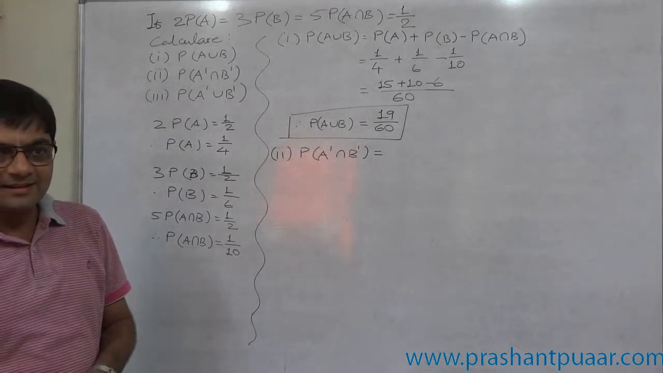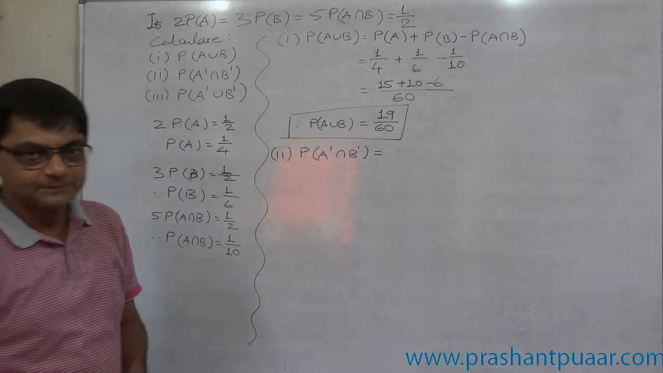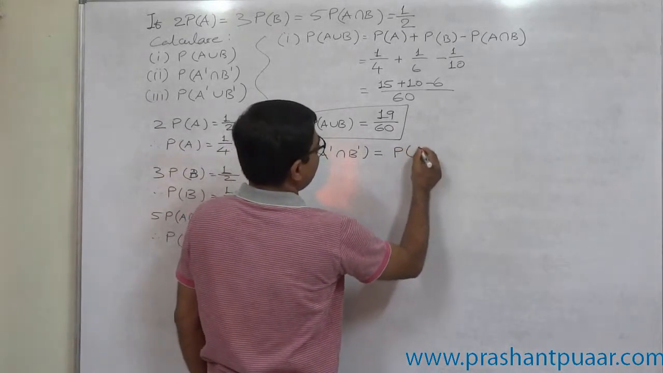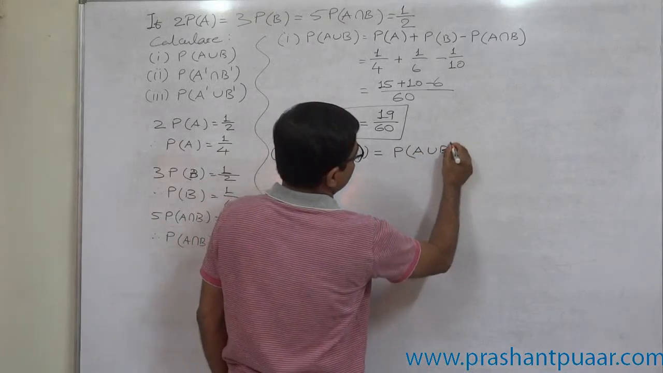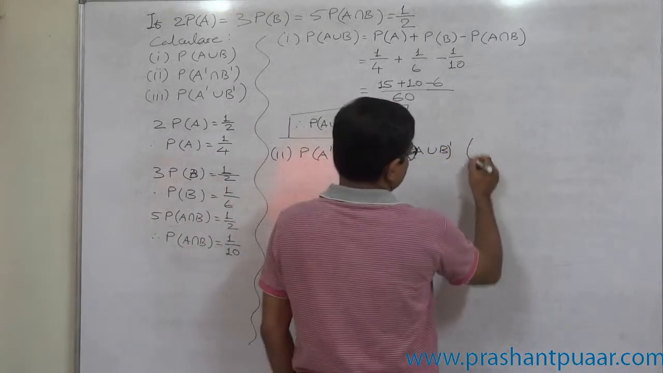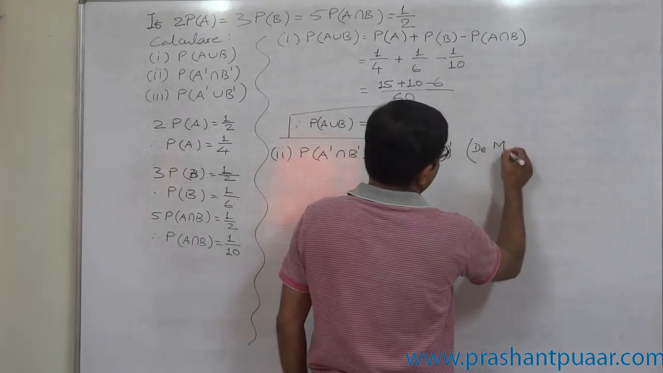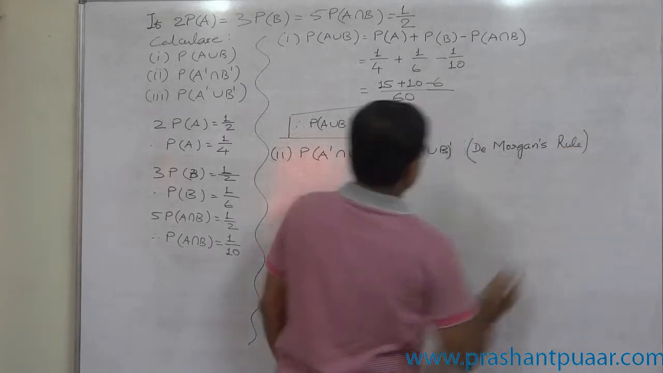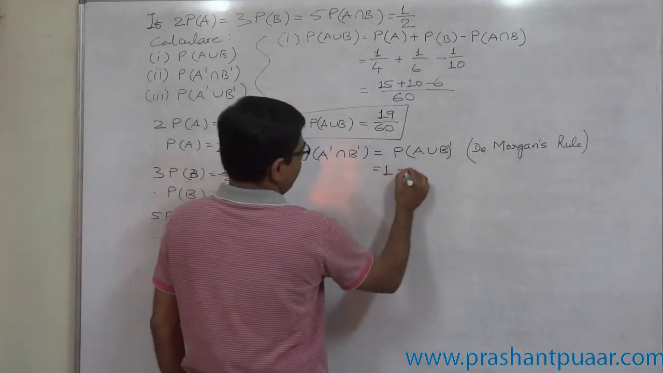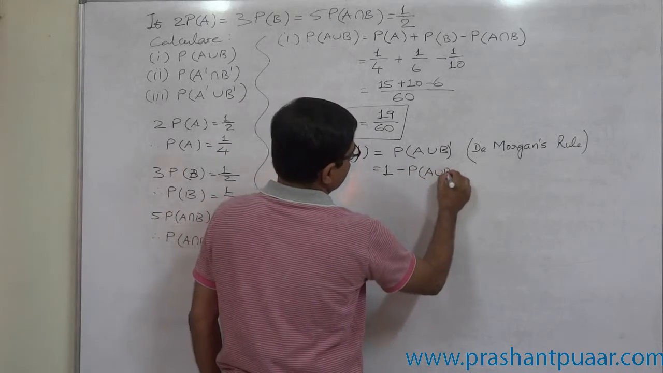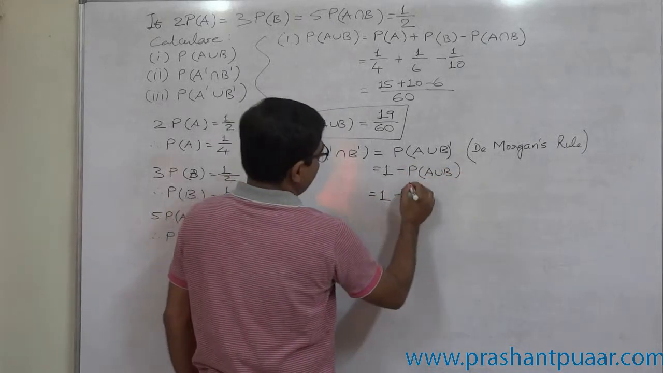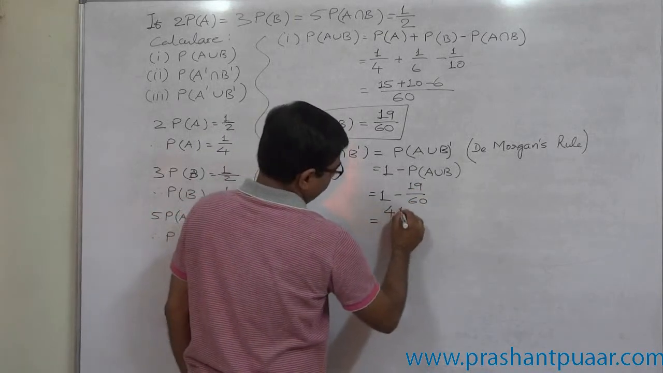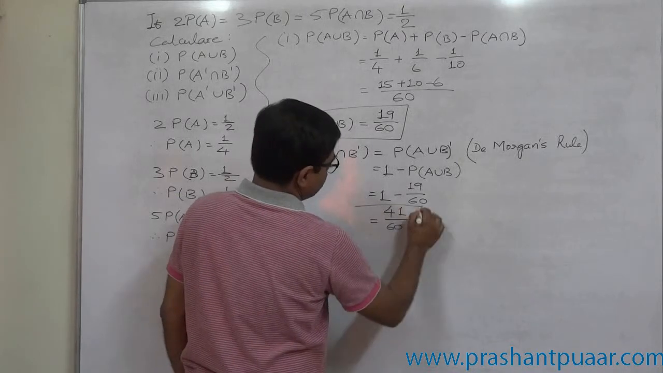Anybody? It is P(A∪B) whole complement. De Morgan's rule. So it is 1 minus P(A∪B). That is 1 minus 19/60. So it is 41/60.